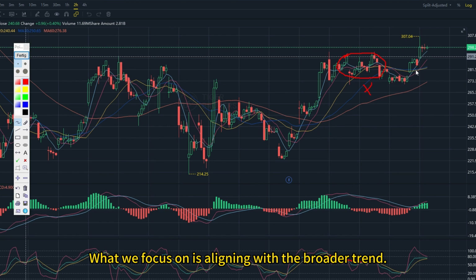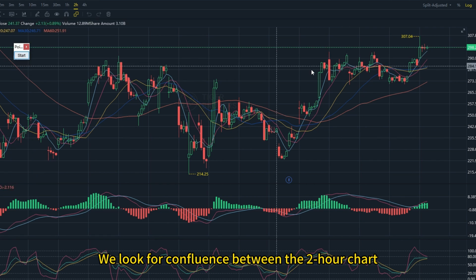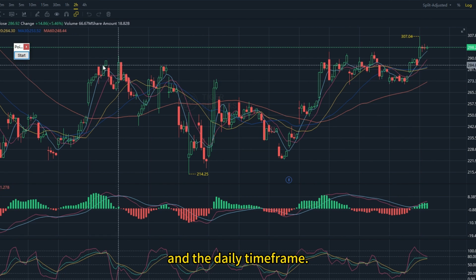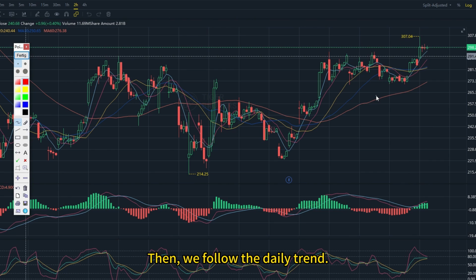What we focus on is aligning with the broader trend. We look for confluence between the 2-hour chart and the daily time frame. Then we follow the daily trend. Our trading system is a trend following strategy. Corrections and pullbacks are complex and hard to grasp. But once a bullish trend forms, it tends to continue upward. Same applies to bearish trends. So we only trade the impulsive waves, not the corrective waves.